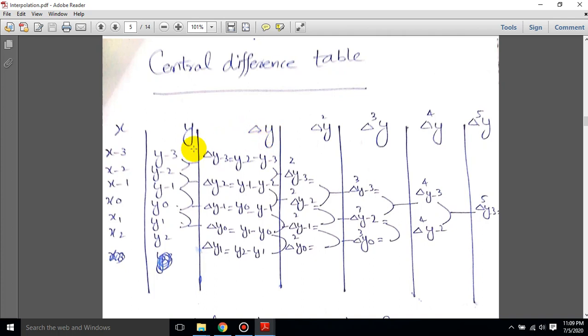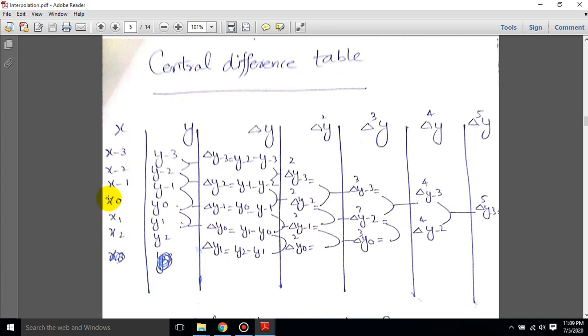Okay, so we're going to start by drawing this. We have the x values from the given set of data. Now we're going to have y, that is the function values f of x, because y is equal to f of x here. Then we have del y, del square y, del cube y, del 4y, del 5y, up to the point that we want to take data here. So here we're going to start with the descending order, where x minus 3, x minus 2, x minus 1, x0, x1 and x2.